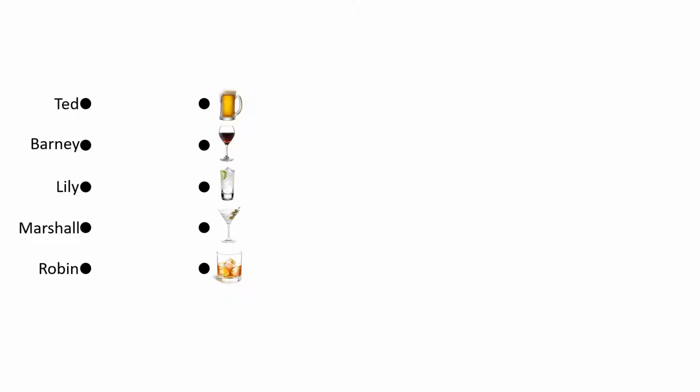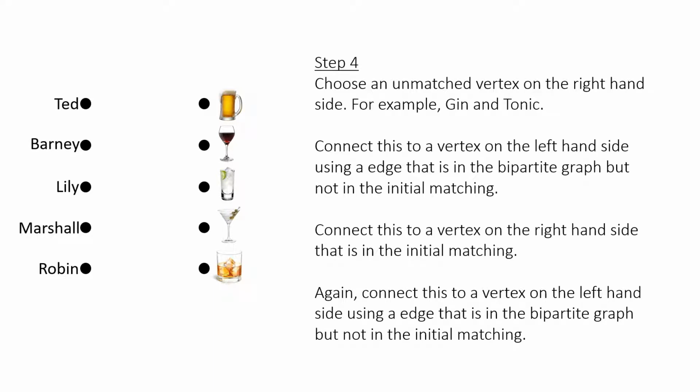So now we can get started with step 4, where we're going to start to construct our alternating paths. So let's recall that we need to start at an unmatched vertex on the right hand side. So let's choose, for example, gin and tonic. We need to connect this vertex to a vertex on the left hand side using an edge that is in the bipartite graph but not the initial matching. So notice that the only available option here is to be matched to Barney. Now we need to connect Barney's vertex to a vertex on the right hand side that is in the initial matching, so the only option is to go to martini.